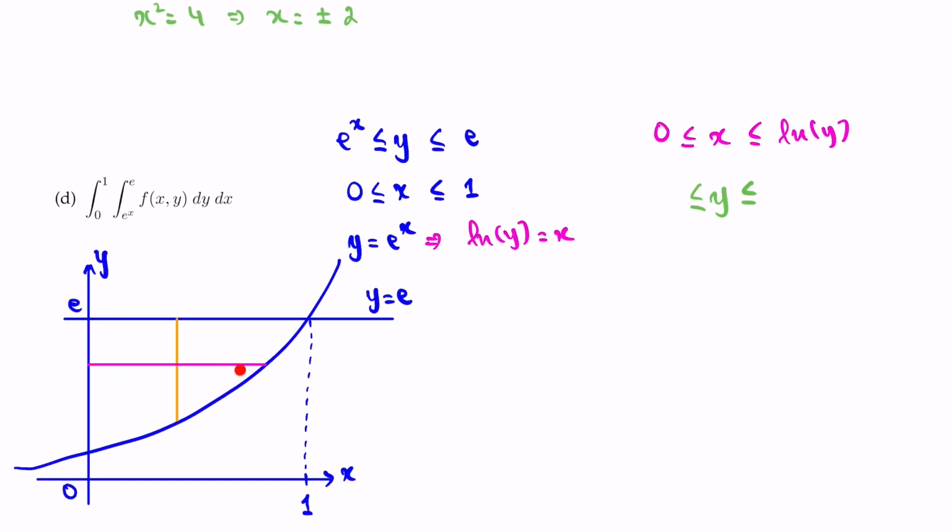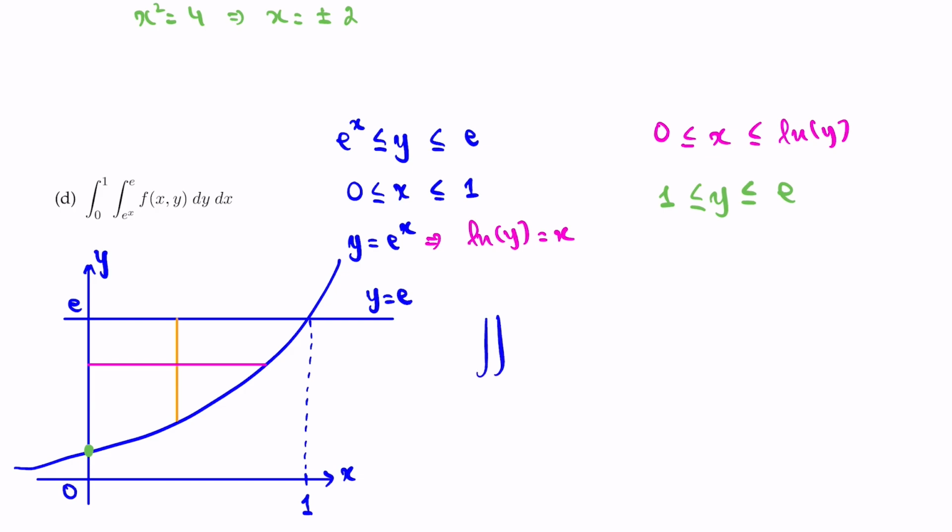So x is bounded below by 0 and bounded above by ln of y. And if you move this horizontal line up and down the regions, the highest point it can get to is e, and the lowest point it can get to is this point right here, which is the intersection between the curve y equal to e to the x, or x equal to ln of y, with the vertical axis, or in this case, y is bounded below by 1.